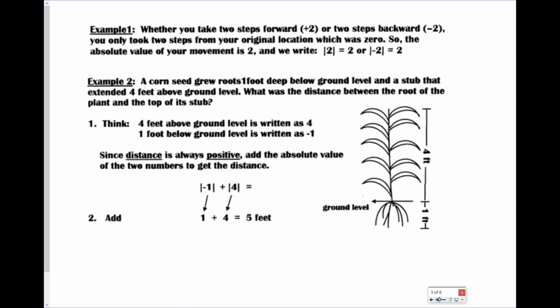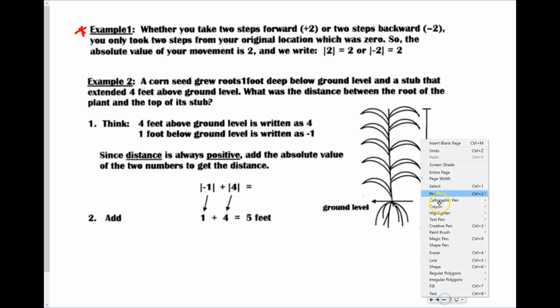So, a couple other examples. Example 1: whether you take 2 steps forward, +2, or 2 steps backwards, -2, you only took 2 steps from your original location, which was 0. So the absolute value of your total movement is 2, whether we write -2 or 2. It's still an absolute value of 2. That's the first example there.